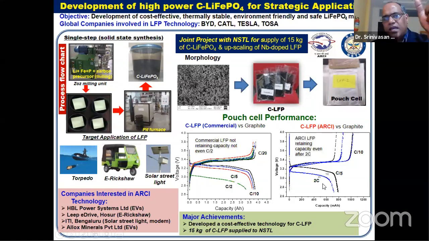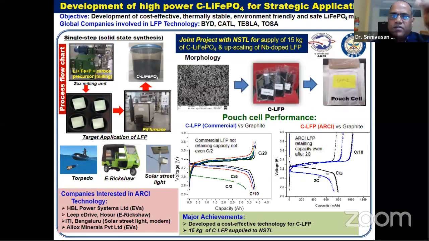1C current rate means charging will take 1 hour. 2C means it will take only 30 minutes, half an hour. C by 10 means it will take 10 hours. So the battery which is fabricated in China works only for lower current charging, whereas even with fast charging within 30 minutes, the ARC material is able to deliver the power.